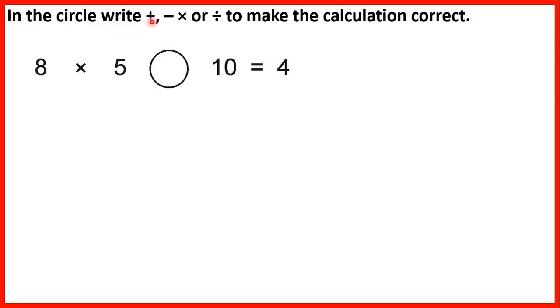In the circle, write plus, minus, multiply or divide to make the calculation correct. So first we have 8 times 5, so that's 40, and then we have plus, minus, multiply or divide by 10 to give an answer of 4. Now 40 divided by 10 is 4, because 4 times 10 is 40, so we need to write a division sign in this circle here.